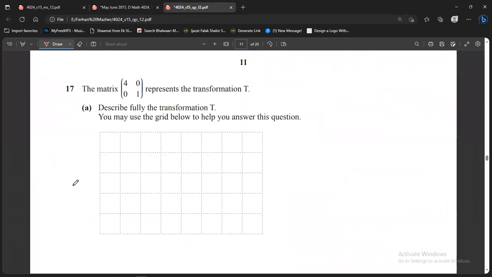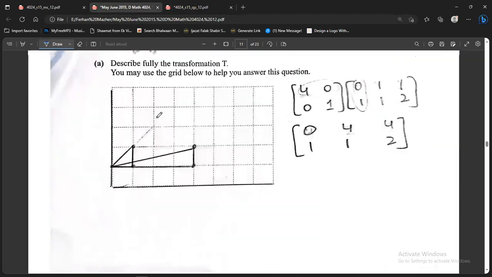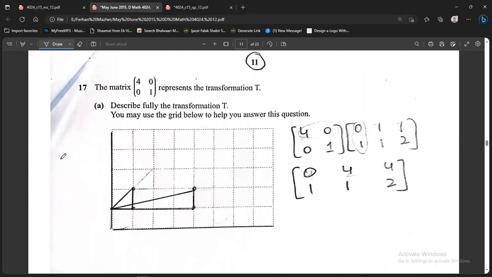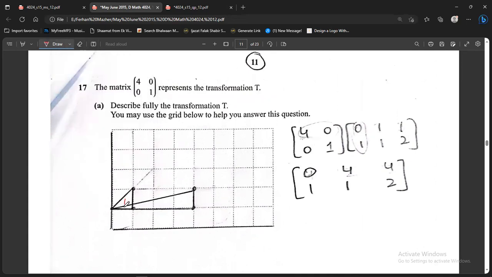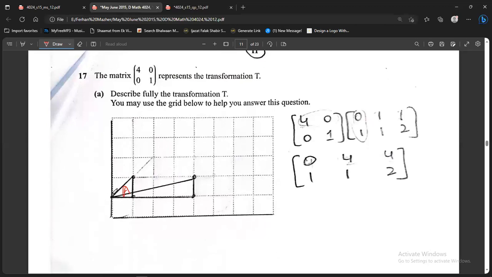The matrix, question number 17. The matrix 4 0 0 1 represents the transformation T. Describe fully the transformation T. You may use the grid below to help you answer this question. Okay, so here you can see I have drawn a triangle, and let me call this triangle A. So its coordinates are 0, 1, 1, 1, and 1, 2.